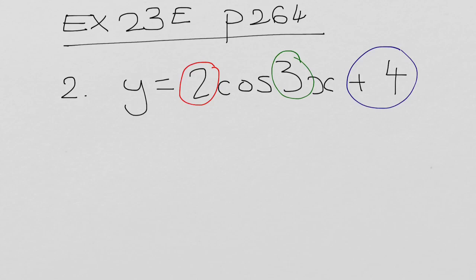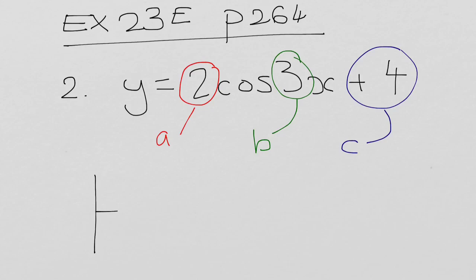The first thing you need to do in order to find the minimum value of the graph is sketch the graph. So 2 is your amplitude, 3 is your cycles, and plus 4 is your vertical translation. So if it was in the form A cos bx plus c, that is your A, B and C.